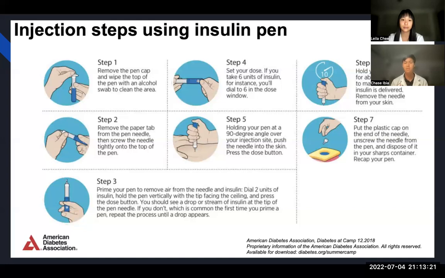And then it's always important that you hold your pen in place in your body for about 10 seconds to make sure all the medication is released into your body. And then after that, you can dispose of the pen needle into an appropriate sharps container.